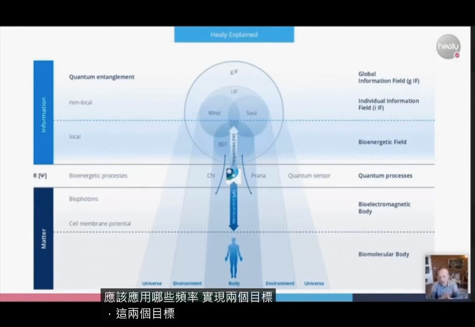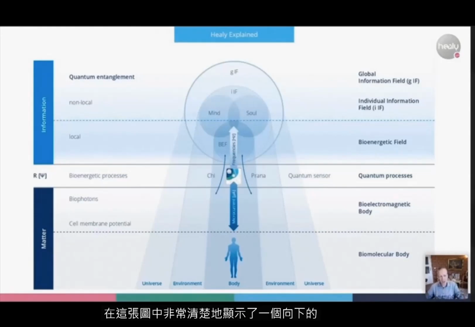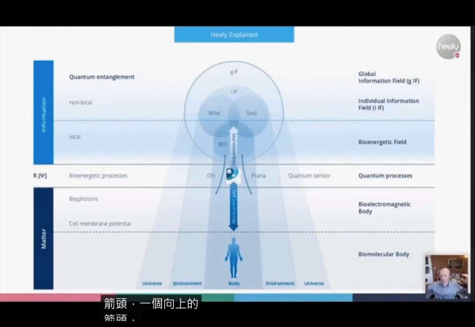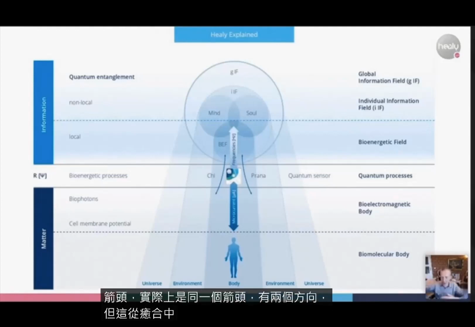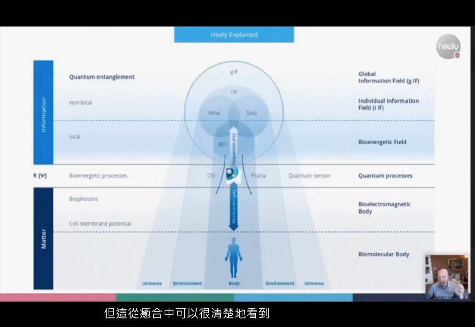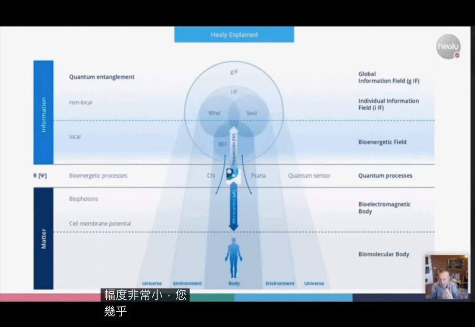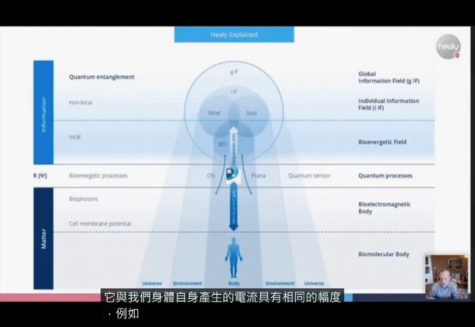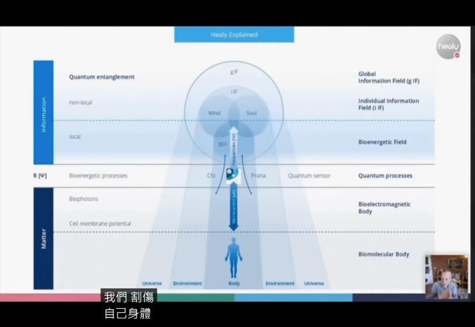And these two goals are very clearly shown in this graphic. There's one arrow going down and one arrow going up. It's actually the same arrow which has two directions, but this makes it very clear. From Healy comes microcurrent. Microcurrent is electrical current which has a very, very low amplitude. The amplitude is so small that you can hardly feel it, but it's high enough so that our cells can recognize this microcurrent, and it's of the same amplitude as the currents which our body produces itself. For example, if we cut ourselves, the body produces very low amplitude current to support the healing. So this is the same principle.